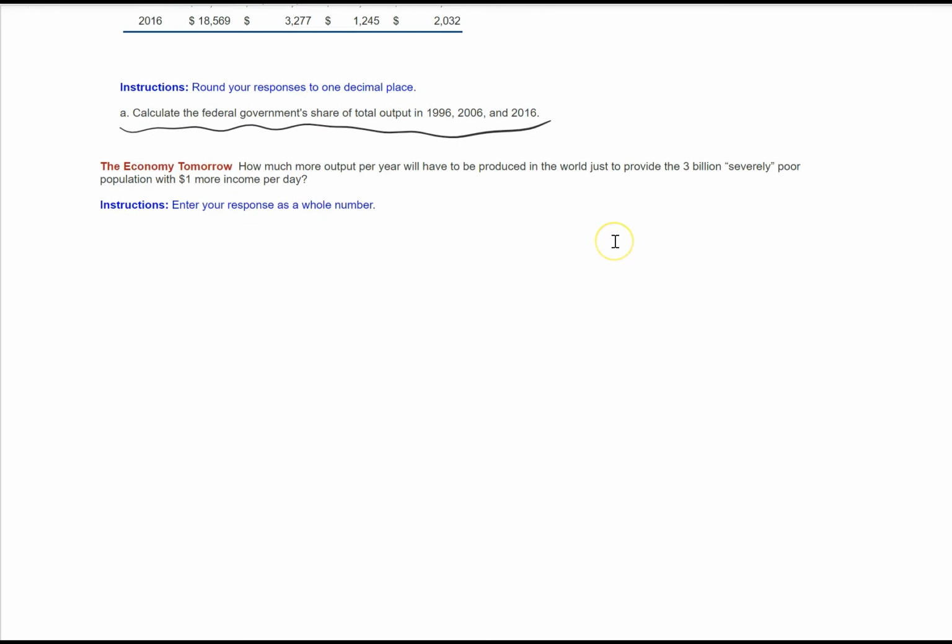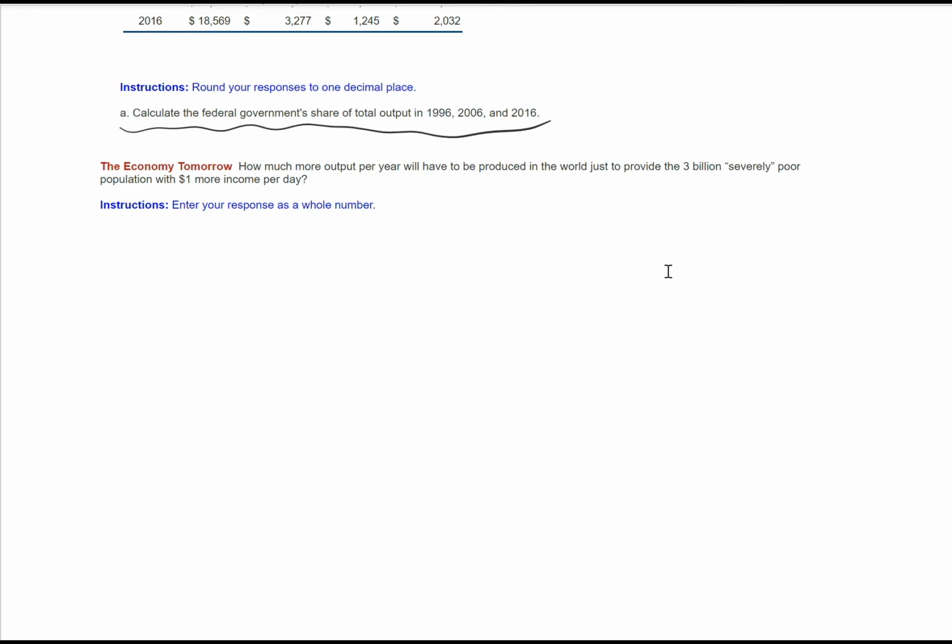And let's see, the last one on here, I went ahead and took a look at it because I thought you might see this and think, wait, what? This one is, again, a little deceptive. It looks complicated. You might start looking for other information. And then if you just read it, it's actually really straightforward. It says how much more output per year would have to be produced in the world just to provide the 3 billion severely poor population with $1 more income per day.